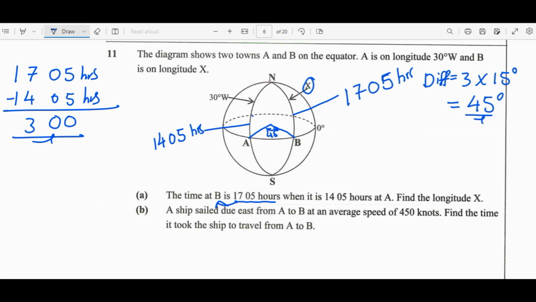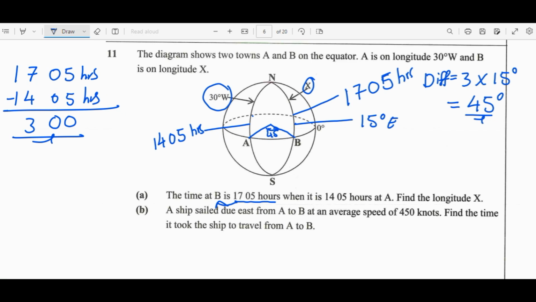Now if this is our angle of 45, given 30 degrees west, how can we find this longitude? We are going to subtract 30 from 45 so that this will give us 15 degrees east. Why do we say this? Because this 45 was the sum of the two longitudes, since one is located west and the other one is located east. So that's what you're supposed to do. So step number 1, you find the difference in time. Number 2, you convert that into degrees. Then from there, you subtract if one is located west and the other one is east.